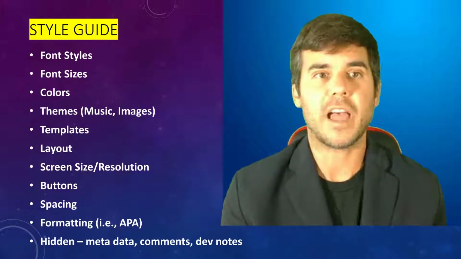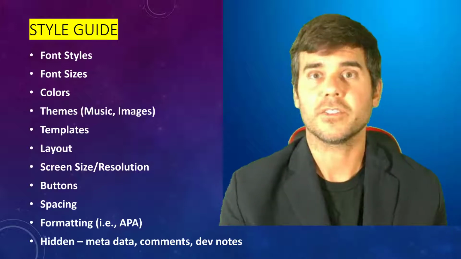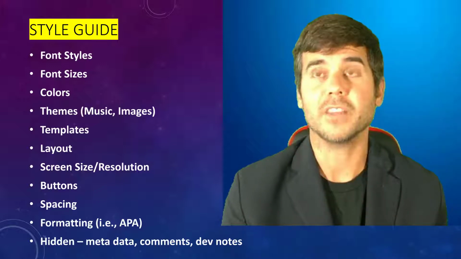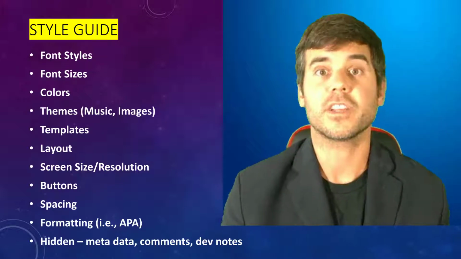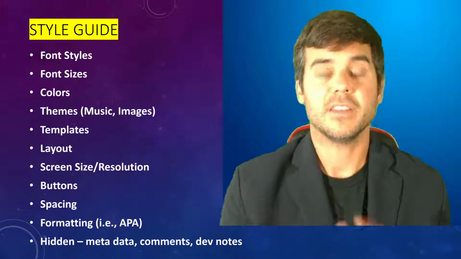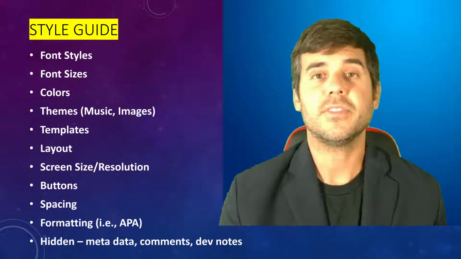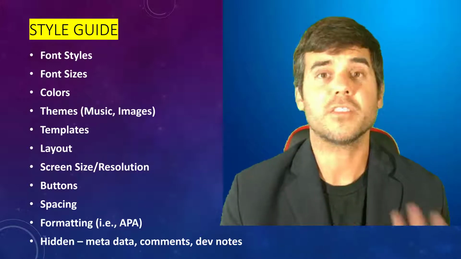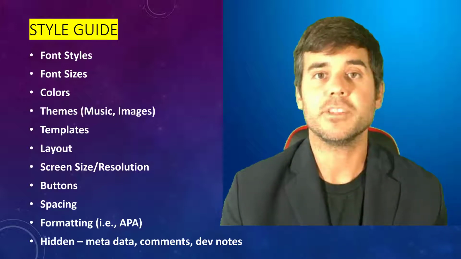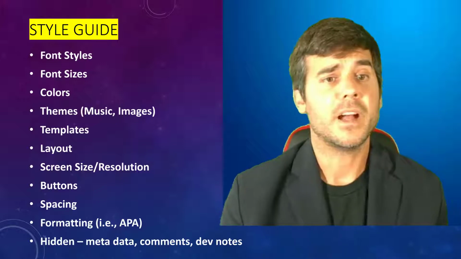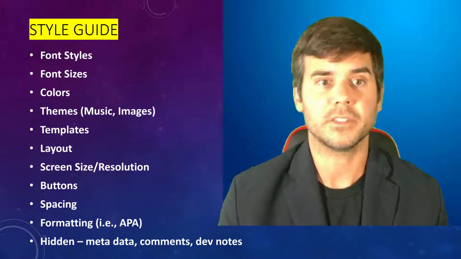So we define the font style, font sizes, any colors: colors of background, colors of fonts, colors of anything on the page. We define all the colors. Usually there's a color family where we define and list the 3 or 5 colors we're going to use. Any themes, like are we using some kind of special music, or some kind of predefined images that we've created somewhere? Are we using a template, or are we developing a template? What does the template look like?